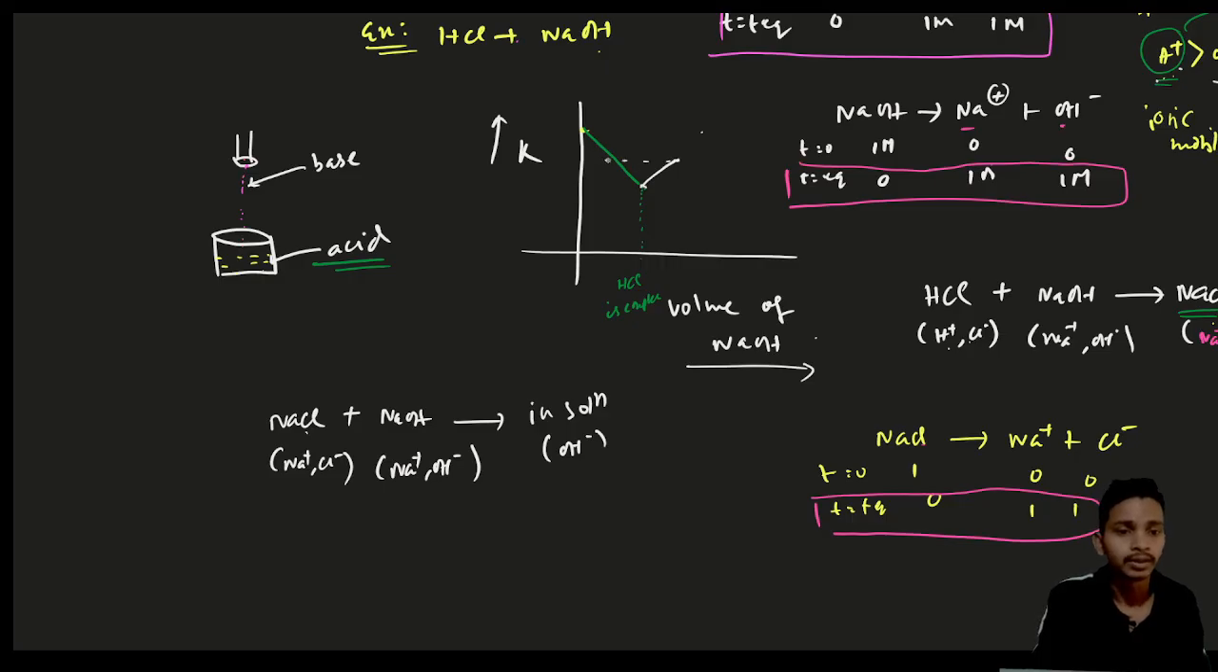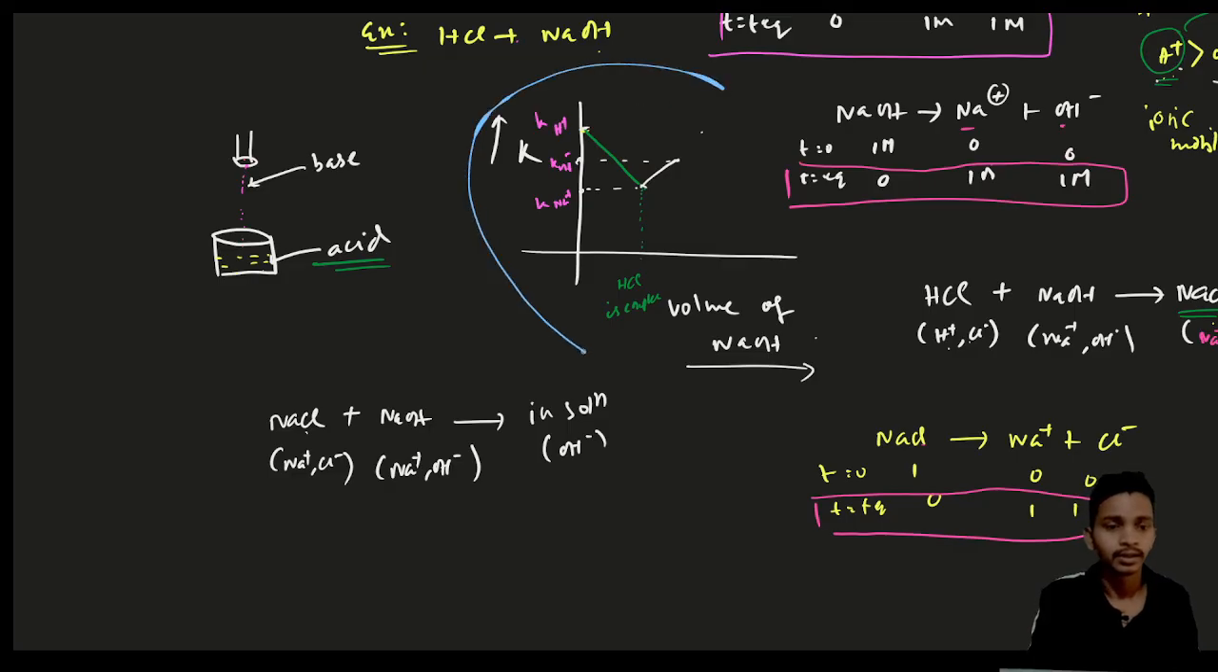So let's say this value is like this, then this value is like this. So conductance of H plus is high, after that conductance of OH minus, let's say this is conductance of H plus, this is conductance of OH minus, and this is conductance of Na plus. So this will be the graph of conductance versus volume of NaOH, for strong acid versus strong base. So this is the graph.